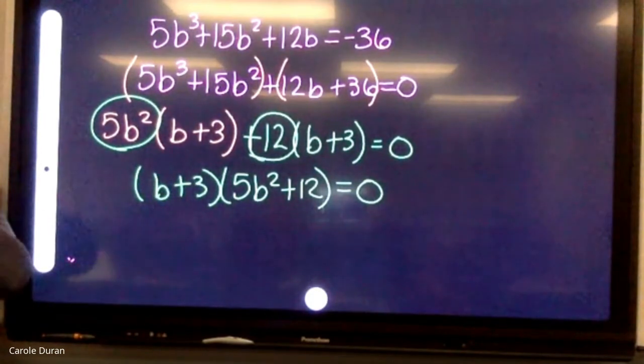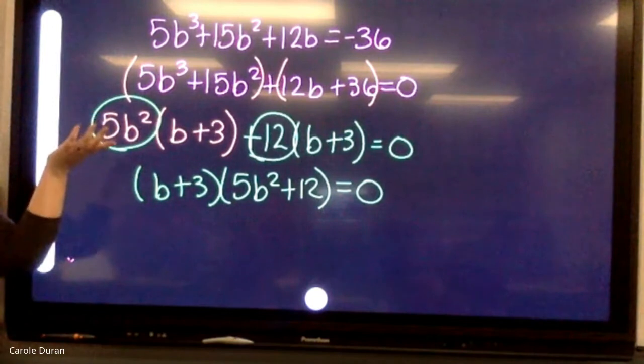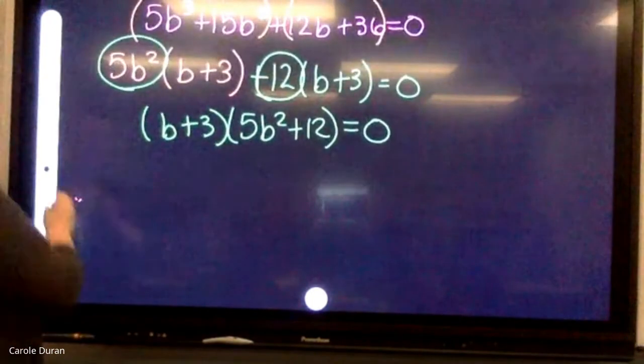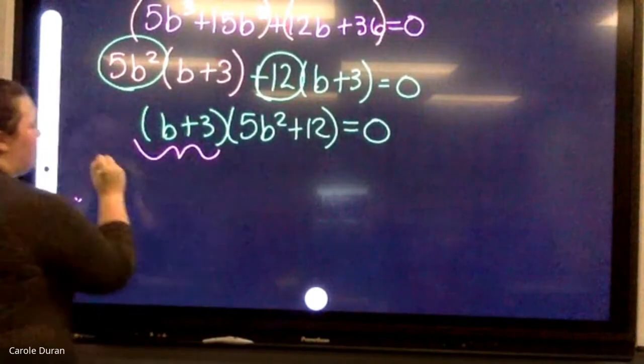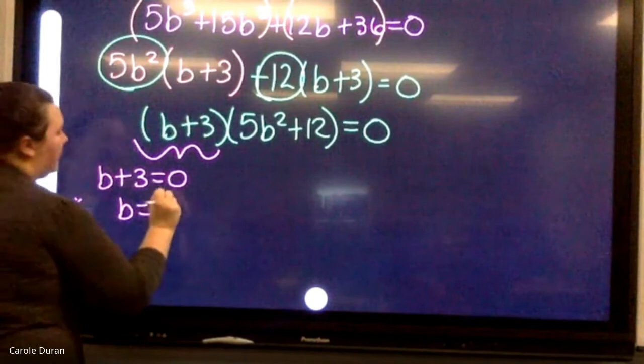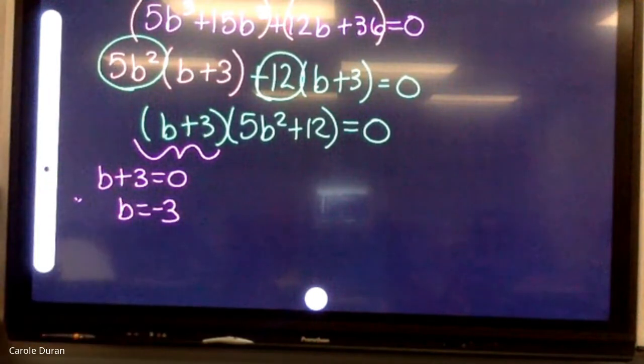But we're looking to solve it. So what do I do after I factor? What do you mean by solve it? Oh, set it equal to 0. Set them equal to 0 and solve for my variable. I set b plus 3 equal to 0 and I solve, and I get b equals -3. So -3 is one of my zeros. I do the same thing with the 5b squared plus 12.